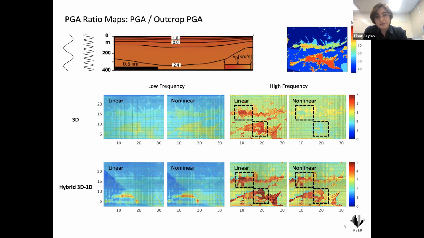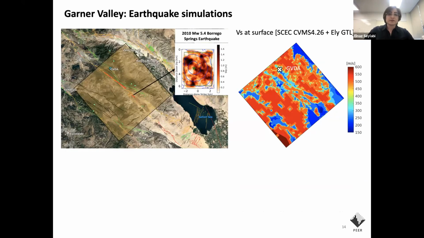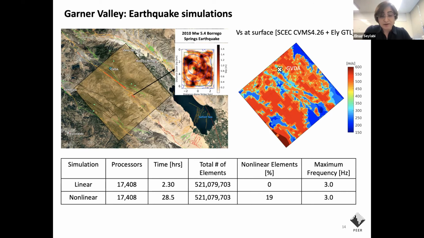And then we decided also to perform the earthquake simulation, so basically bringing the source effects into the picture. For that, we're modeling a relatively moderate level earthquake in the Garner Valley region. That is the 2010 magnitude 5.4 Borrego Springs earthquake. Here I'm showing the slip function for that kinematic source model. The size of the model for this one is about 65 by 65 kilometers and a depth of 30 kilometers. So just to give you a sense of the time of calculation, we have about 500 million elements.